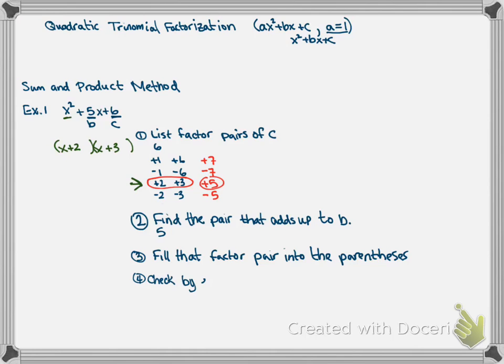We could check these, any factoring, by expanding. So steps 1 and 2 I'll often summarize by just saying, find factors of c that add up to b.